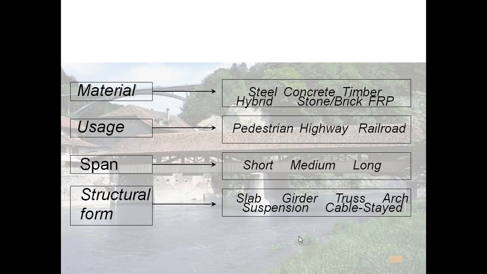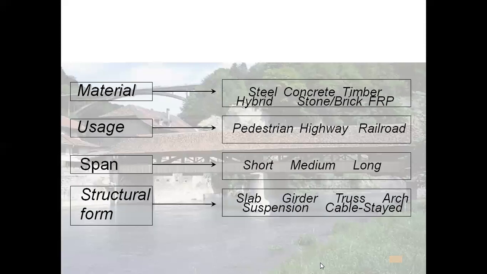And next, structural form. Whether your bridge is a slab bridge, or a girder bridge, or a truss bridge, arch bridge, suspension bridge, cable stayed bridge. Like that, your bridge is differentiated based on structural form, in which form your bridge is. Whether it is a slab, in girder shape, truss bridge, cable stayed bridge, suspension bridge, arch bridge. Based on that also, bridges are classified by structural form.